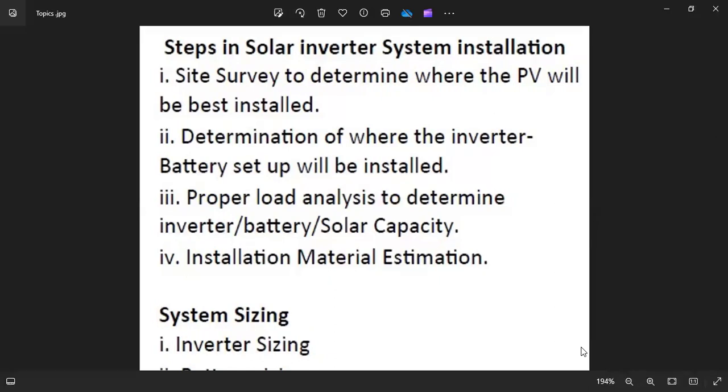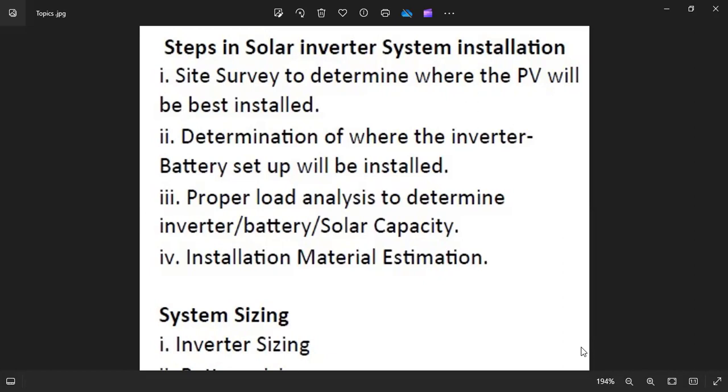So the next thing we'll be talking about is determination of where the inverter and battery setup will be installed. The first thing I want us to understand is what is an inverter, what is the battery? What does the inverter do? We've already talked about that in our previous class. We say it converts direct current to alternating current, you understand? Let's look at the inverter in this case. So basically, the inverter is a transducer that converts energy from one form to the other. You understand?